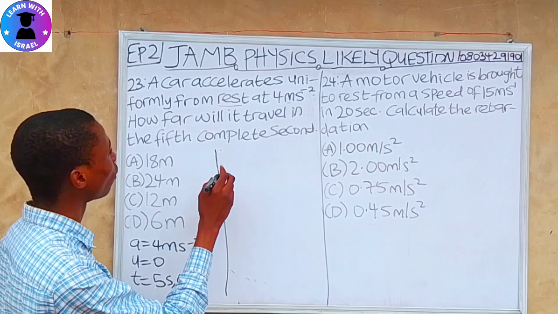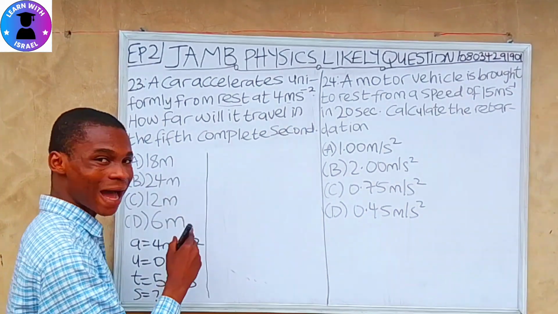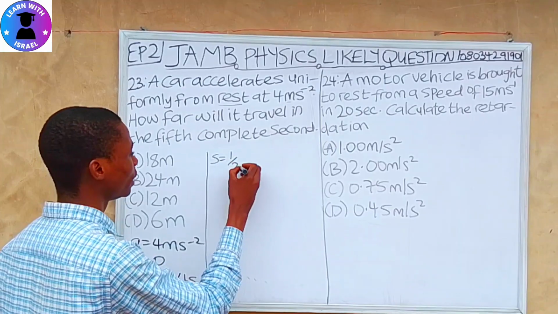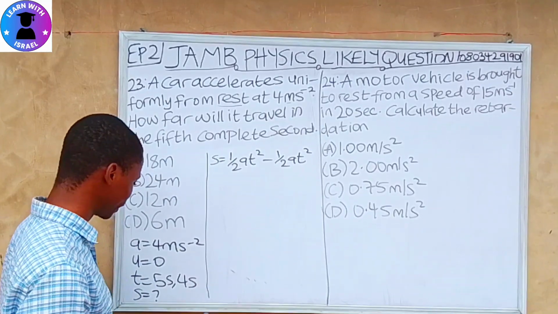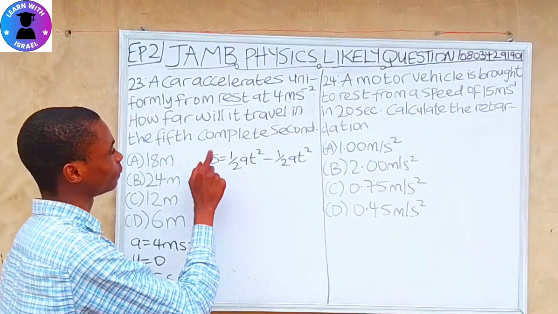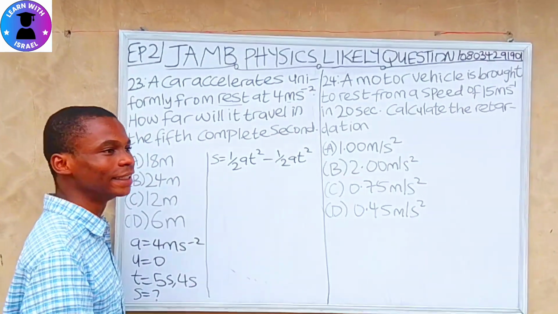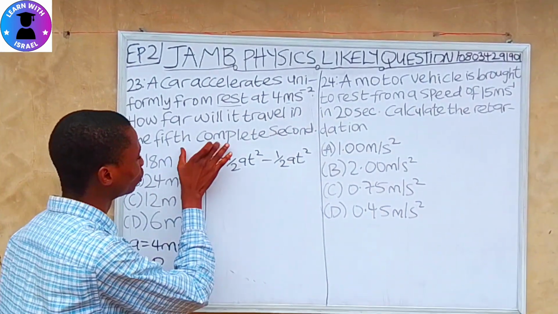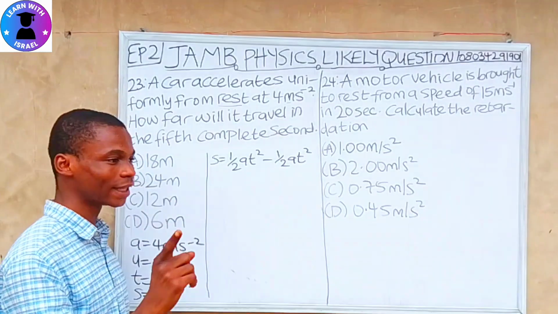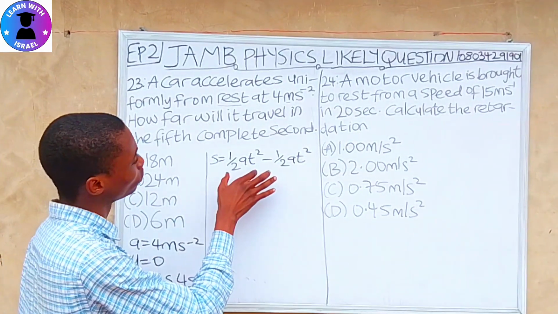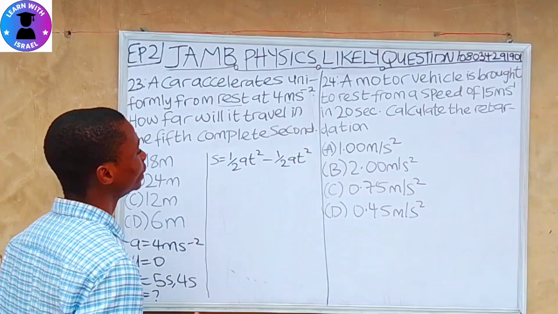So our formula will be different. And what are we looking for? We are looking for the distance, which is s. It says how far will it travel in the 5th complete second. The formula we'll be using is half at square minus half at square. The reason is because we have 2 times, which is the 5th and the 4th. So we need to calculate for the 5th and 4th and then subtract so we can get the distance. Assuming we are solving for 1 time, we would have gone for only this. But since we are having 2 times in the question, we'll be solving it like this.